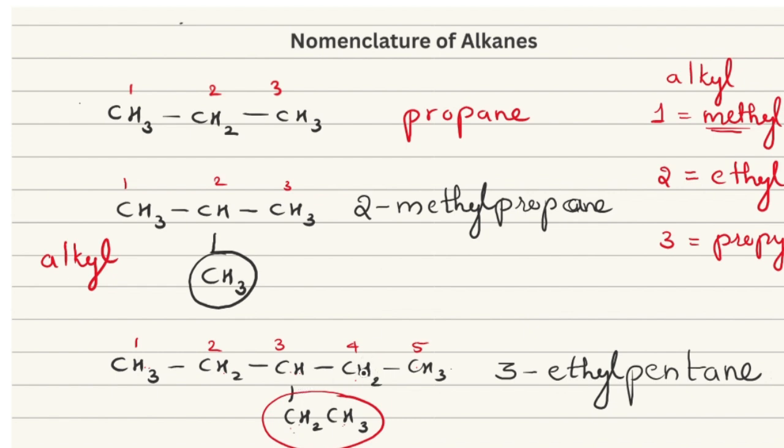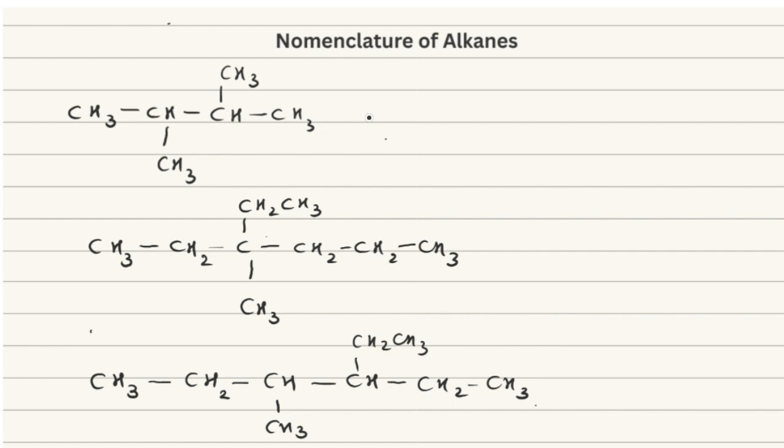This is how you have to name the alkane molecules with the branched chain. Let's take some more examples to understand the rules. For the given examples, there are multiple substituents. That means there is more than one substituent. In that case, we use the prefixes called di, tri, tetra depending on the number of the substituents. If there are 2, we use di, 3 means tri, 4 means tetra.